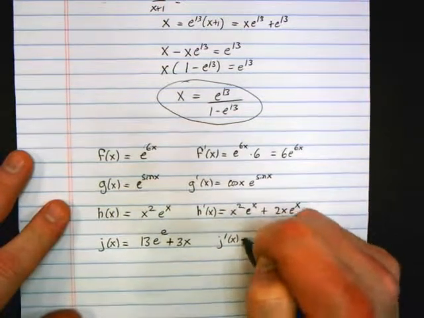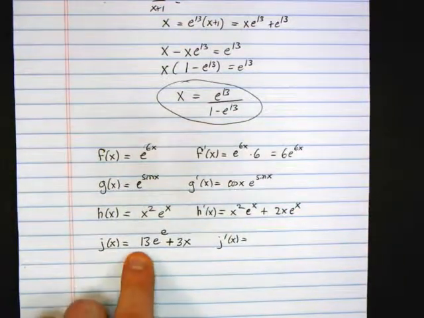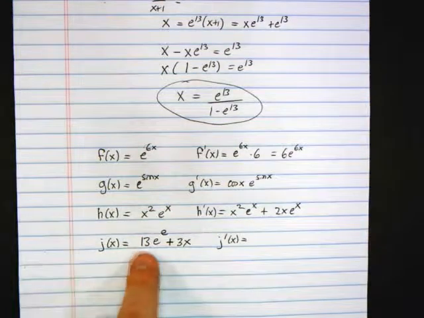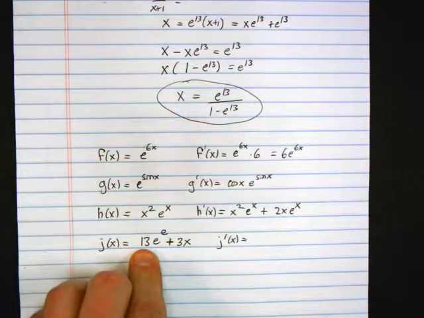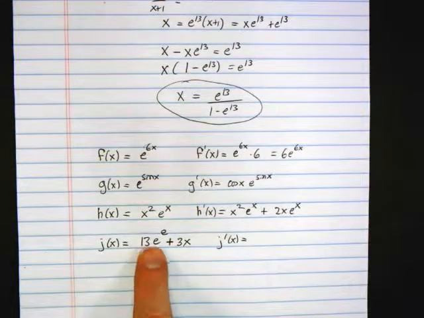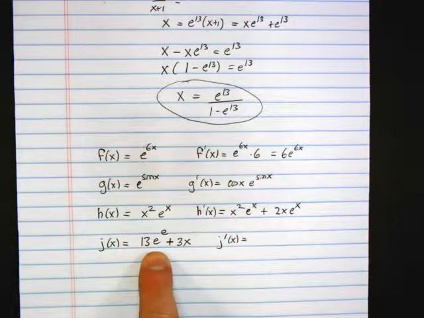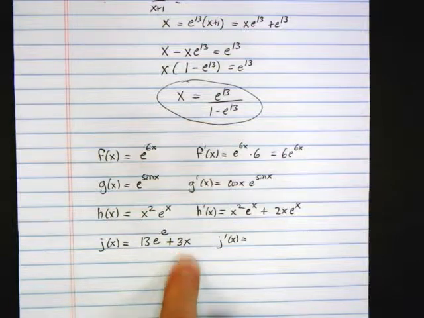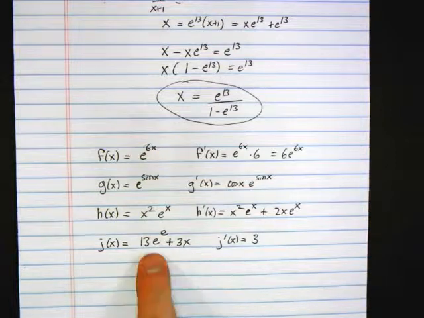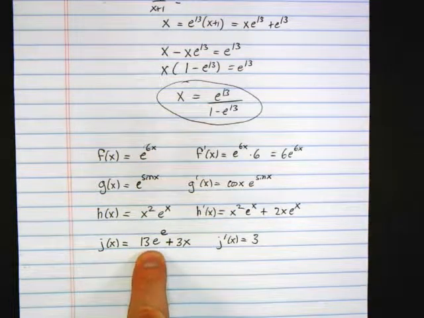J prime of x is, what's the derivative of 3 times e to the e? Wait, that's 13, not 3. Okay, what's the derivative of 13 times e to the e? Zero. Why is it zero? It's a number, there's no x's in it. What's the derivative of a number? Zero. What's the derivative of 3x? 3. See, I told you my problem was easy. That's a constant. The derivative of a constant is zero.